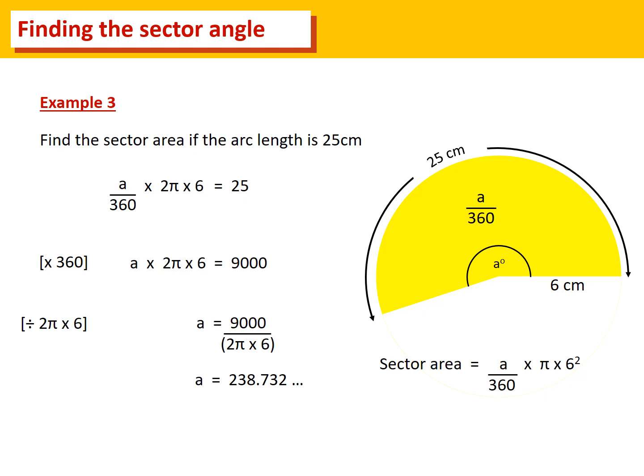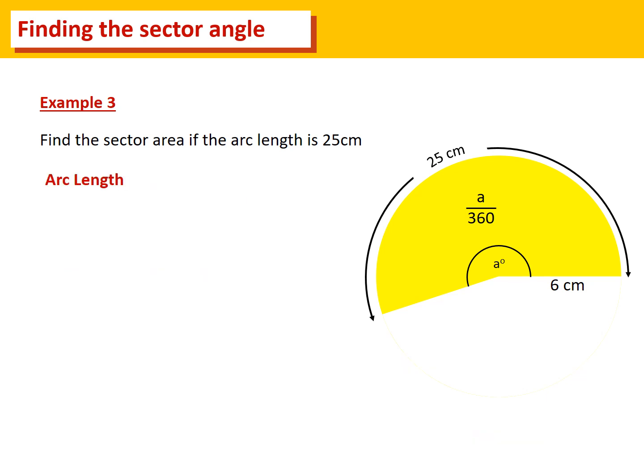The sector area, therefore, that's the formula for the sector area, where A is the sector angle. If we use 238.732 and tap that in our calculator carefully, we should get 75 squared centimetres exactly. It might seem somewhat surprising that we get an exact value from quite a complicated calculation. In the next slide, let's see why.